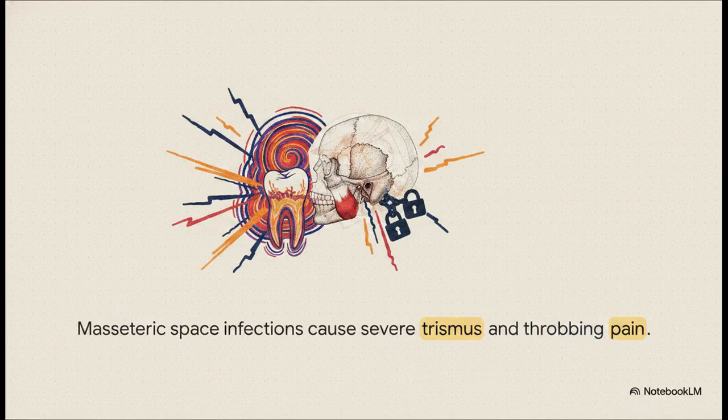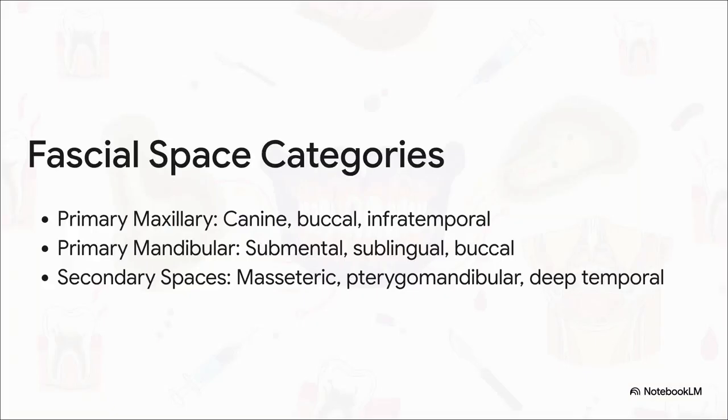When we talk about the supramandibular muscles, you really have to nail down those origins and insertions. Take the masseter, for example, originating from the zygomatic arch and inserting right into the mandibular ramus. You need to know this anatomically because when an infection, usually from a mandibular third molar, hits the masseteric space, it causes severe trismus. That means the patient physically cannot open their mouth and they'll be in severe, throbbing pain. For the boards, categorical chunking is your best friend. We divide these areas into primary and secondary spaces.